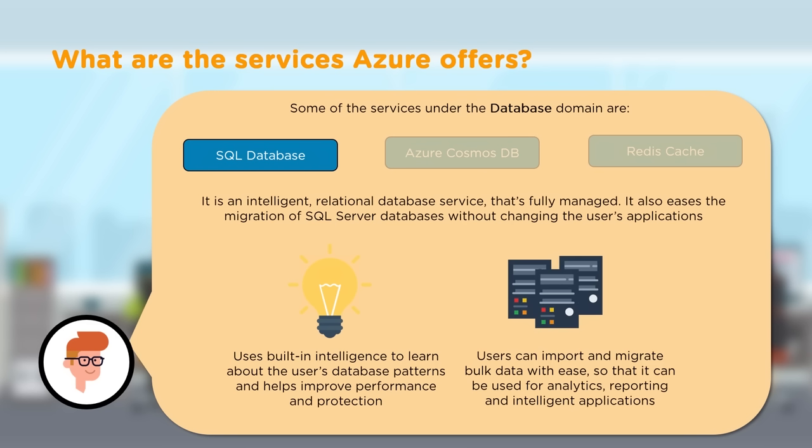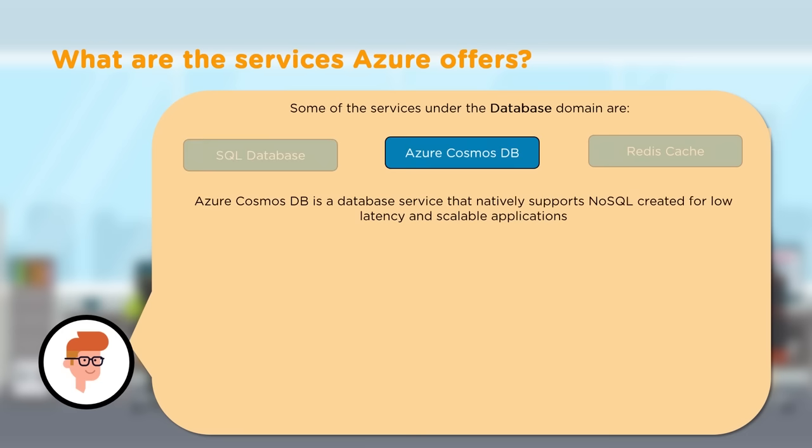Migration or importing data is very easy when it comes to Azure SQL Database. So it can be readily used for analytic reporting and intelligent applications in Azure. As the next thing, let's talk about Azure Cosmos DB. Azure Cosmos DB is a database service for the NoSQL type, and it's created to provide low latency and an application that scales dynamically or rapidly.